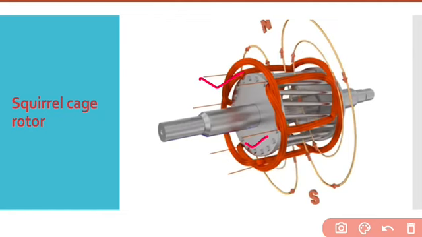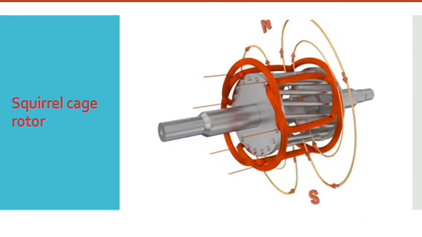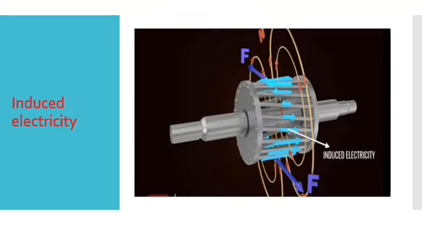Due to that stator winding, this magnetic field is generated, and this magnetic field coincides with the rotor bars. Those are the rotor bars. Whenever a rotor bar experiences a force due to the magnetic field, it will rotate in the direction of that magnetic field according to Lenz's law. These are the forces.